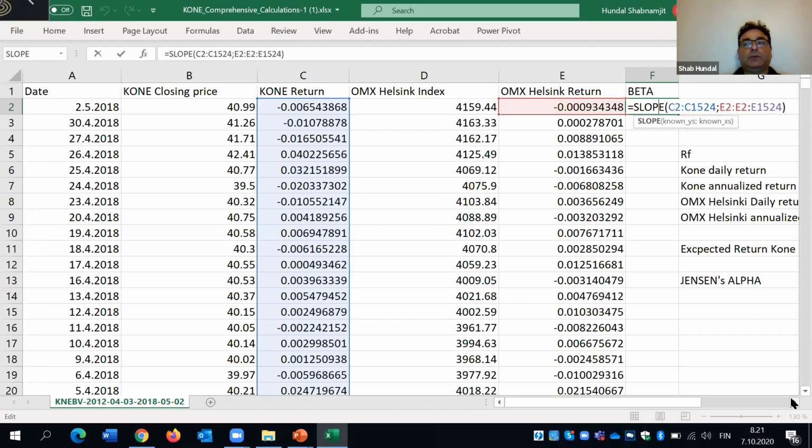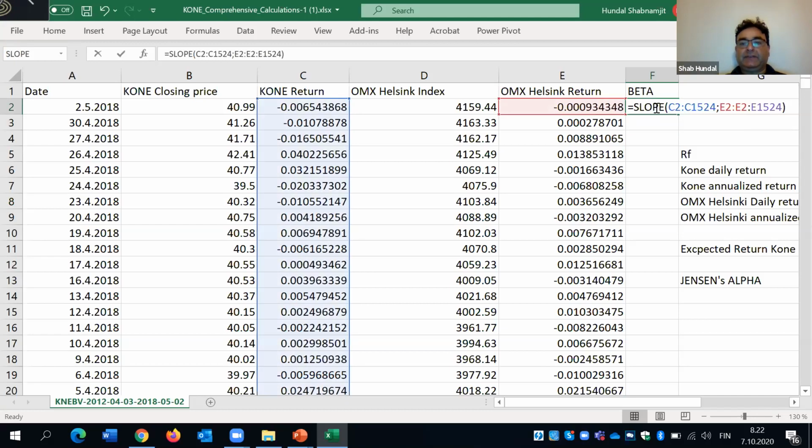Because both companies, Kone and Finnair, are in the same market, the index return will be the same, minus RF, which is anyway the same. So the only variable in CAPM, you need RF, the risk-free rate, you need beta, you need RM, the return on the market. Out of these three inputs, the only thing which varies from company to company is beta. All other two components are common for the companies in the same market.